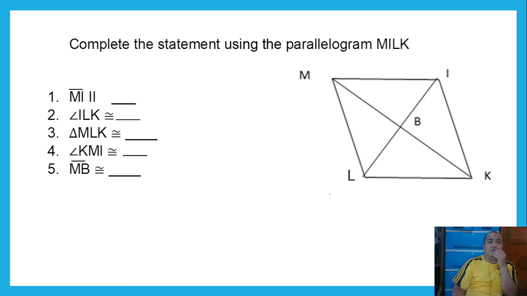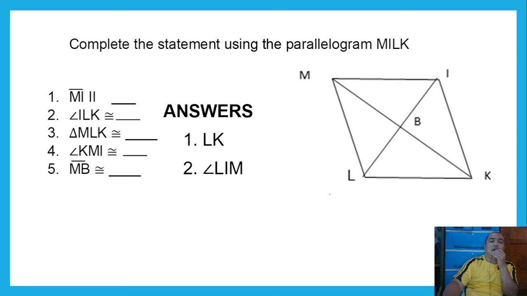Now, let's complete the statement using parallelogram MILK. MI is parallel to LK, correct. Angle ILK is congruent to what angle? Angle LIM. Yes, angle LIM. That's like the concept of interior angles.